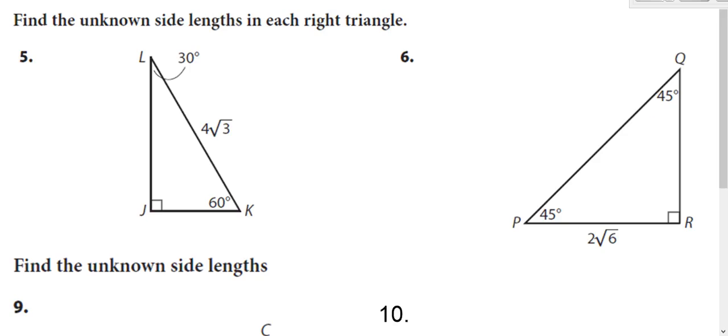So same idea over here. It's a 30, 60, 90. So the hypotenuse gets a 2, short side gets a 1, the long side gets a square root of 3. You just have to write your proportions.